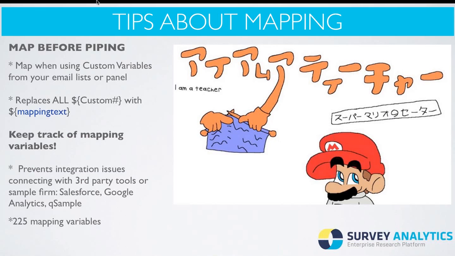So the next tip is to make sure to keep track of the mapping variables. It's really important in general that you are tracking all your custom variables because that will prevent any integration issues, especially connecting with third-party tools or sample firms like Salesforce, Google Analytics, QSample, or more. And you do have up to 255 or 225 mapping variables that you can use.